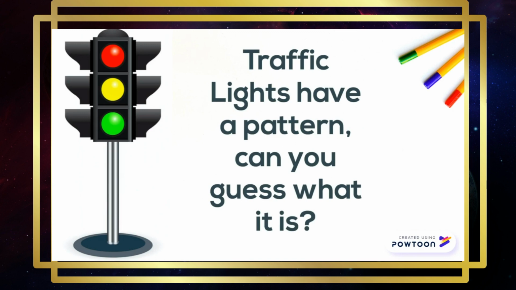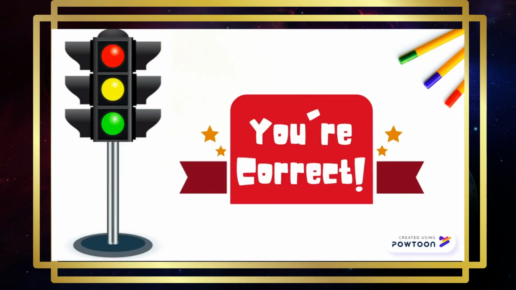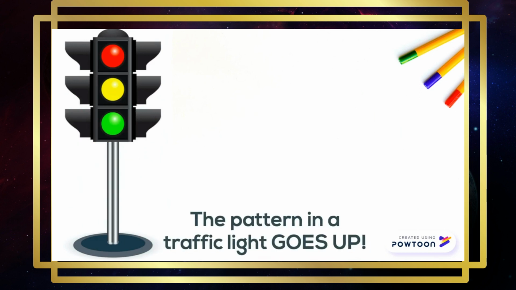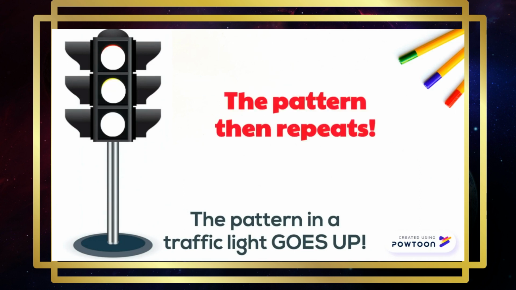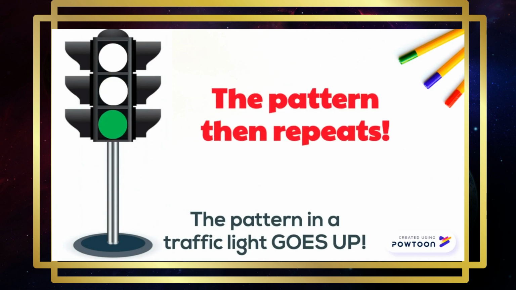If patterns are all around us, can you guess the pattern that is shown on a traffic light? Exactly right, guys. The pattern on a traffic light goes up. First is green to go, second is yellow to slow down, and last is red to stop. The pattern then continually repeats. Green, yellow, red, green, yellow, red.